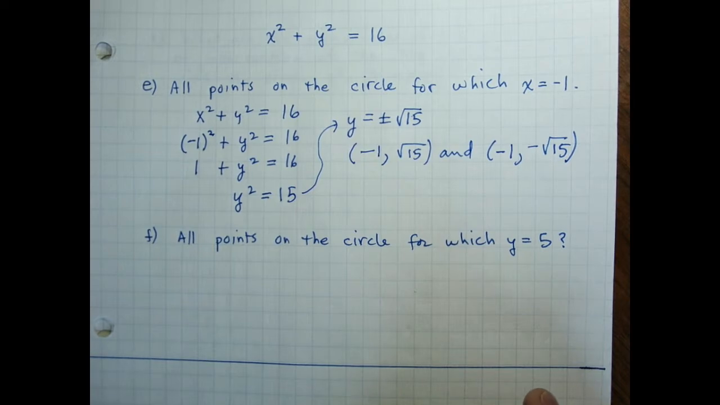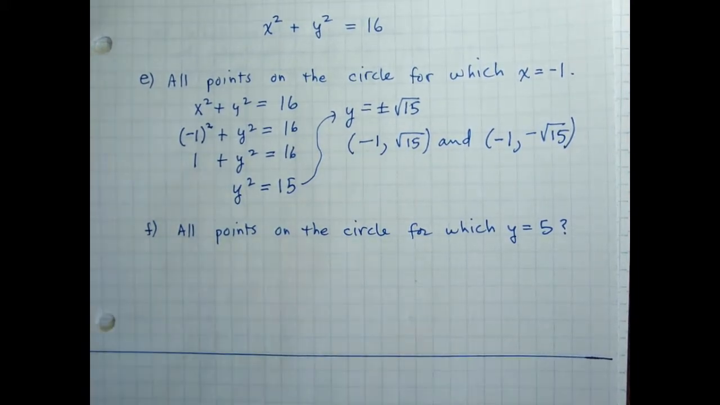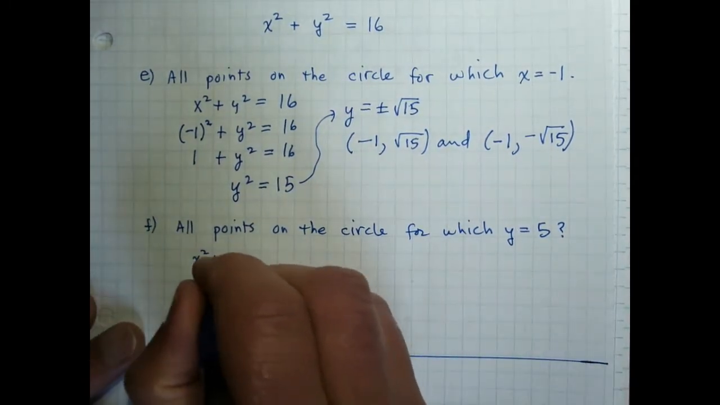And let's see, one more part, F here. Find all points on the circle for which y is equal to 5. All right, well, let's plug in.